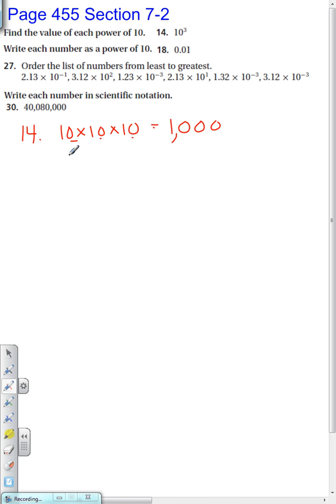Another way of thinking of it is you could think of it as 1 times 10 to the third power. So the decimal's behind the 1, and then you'd have to move the decimal 3 places. So that's just another thought process.